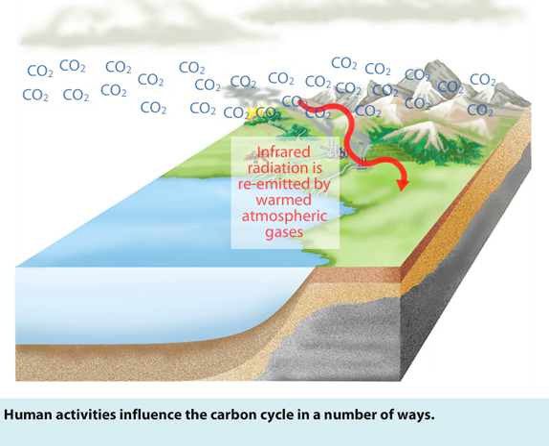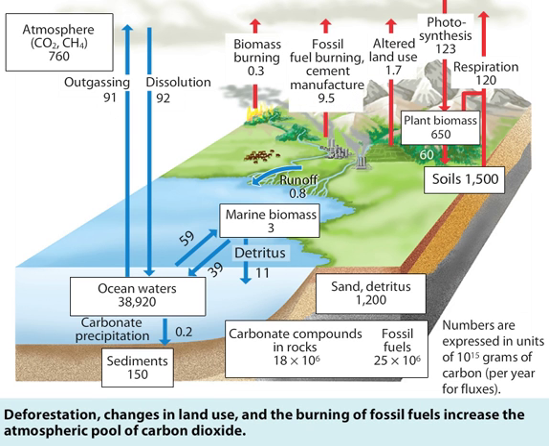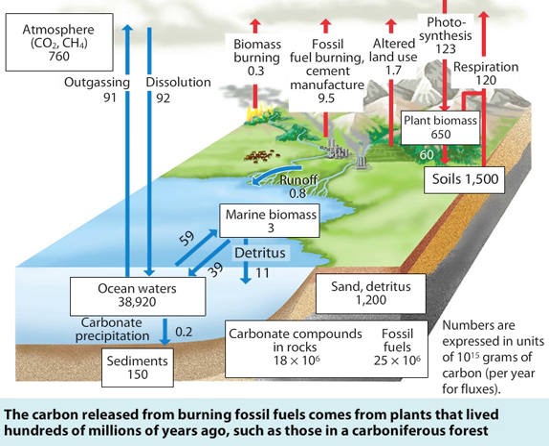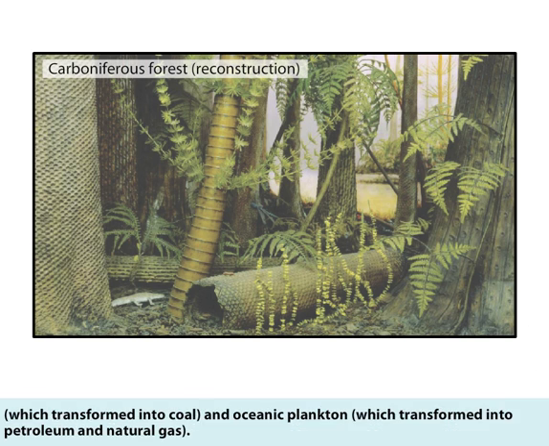Human activities influence the carbon cycle in a number of ways. Deforestation, changes in land use, and the burning of fossil fuels increase the atmospheric pool of carbon dioxide. The carbon released from burning fossil fuels comes from plants that lived hundreds of millions of years ago, such as those in a carboniferous forest, which transformed into coal, and oceanic plankton, which transformed into petroleum and natural gas.